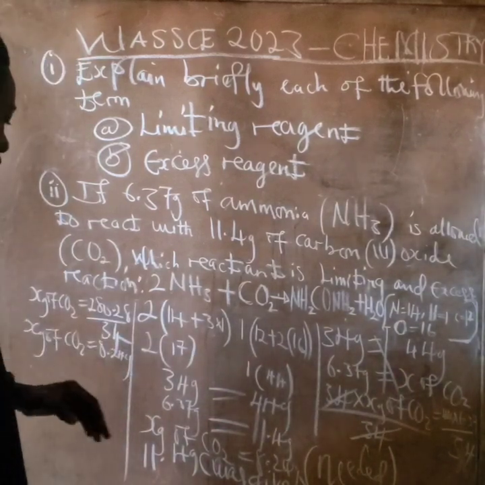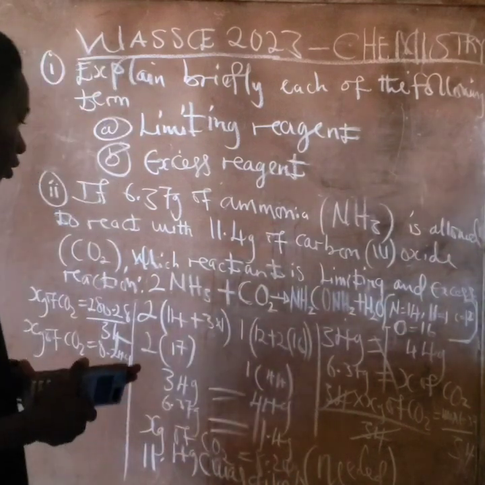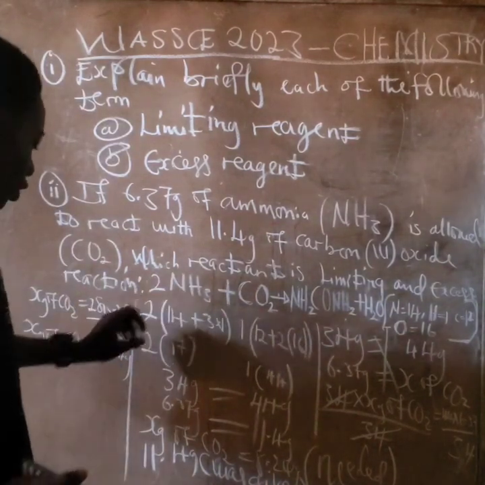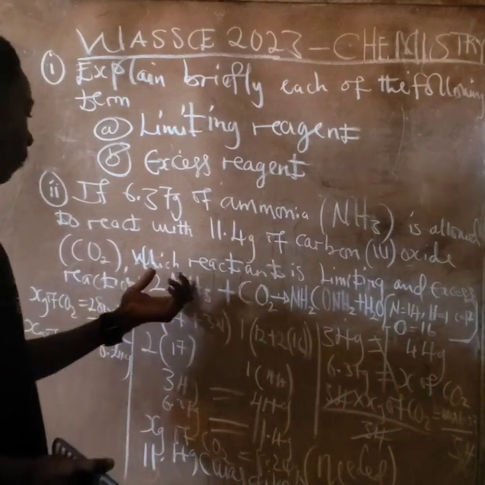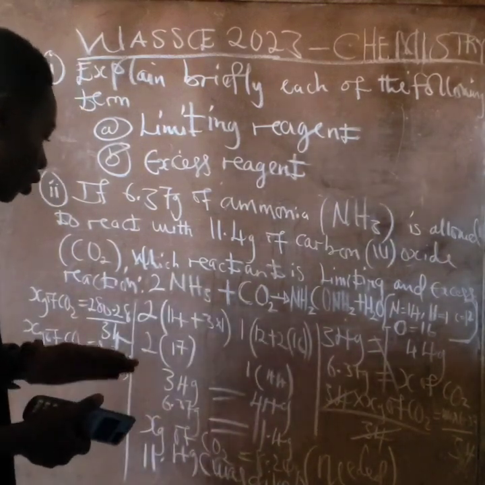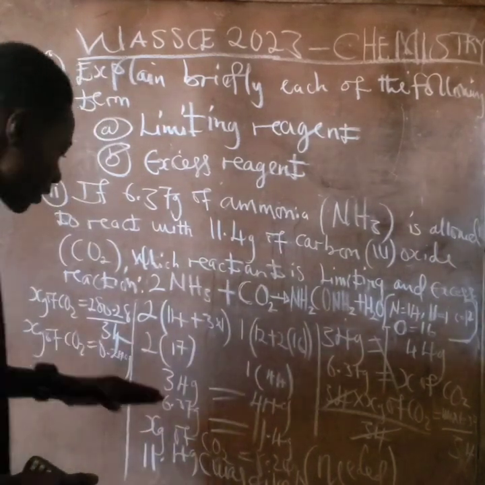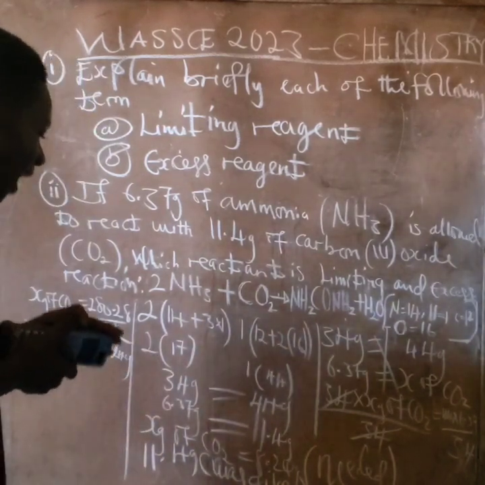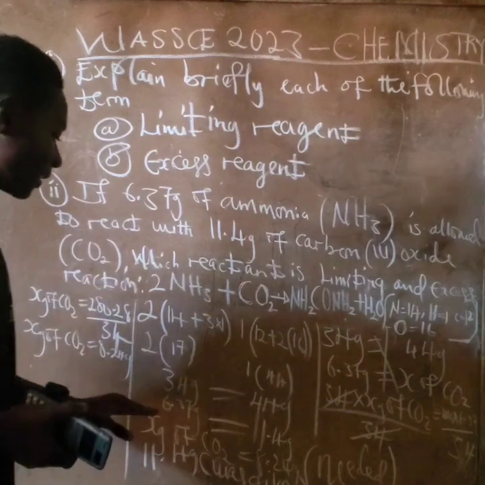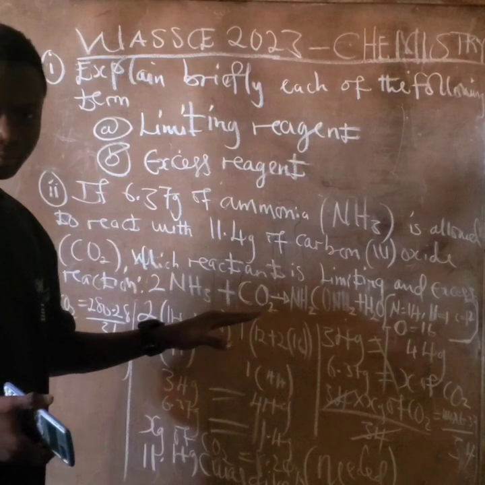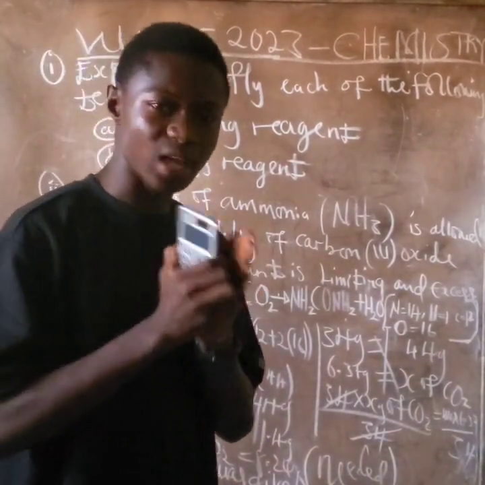Now, you need 8.24 gram of carbon 4 oxide to react with ammonia, but they gave you 11.4 gram to react with ammonia. Therefore, the mass that is given to you is more than the one that you need. So therefore, you are given an excess mass to react with ammonia.